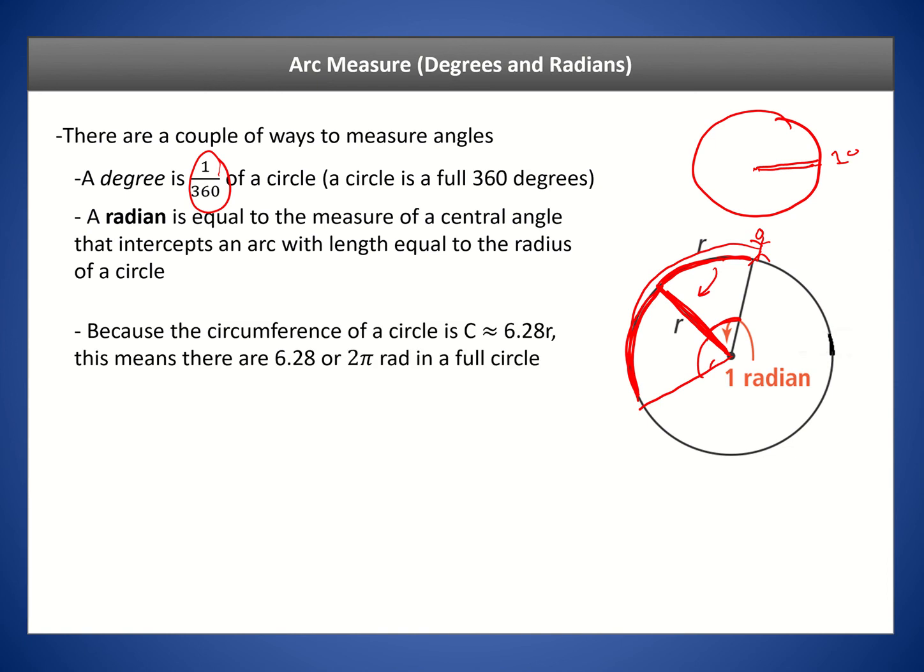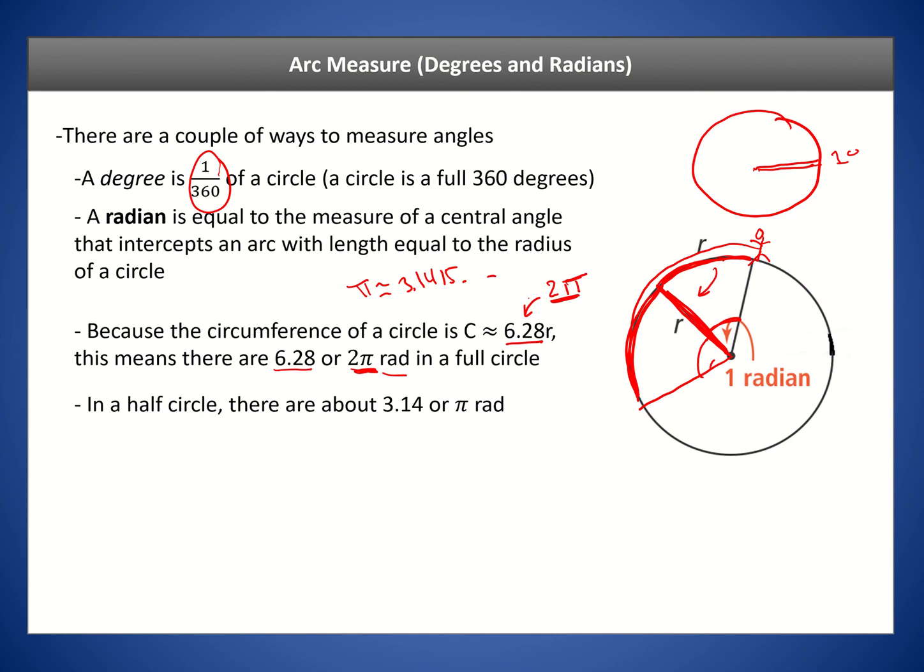Now we know that the circumference of a circle is approximately 6.28 r, because remember that this is 2 pi. Remember the Greek letter pi is approximately 3.1415, dot, dot, dot, so it's approximately 3.14. And that's how we get 2 times 3.14 is 6.28. So this means that there are 6.28 radians in a full circle. So a full circle is 360 degrees. It's also 2 pi radians, or 6.28.